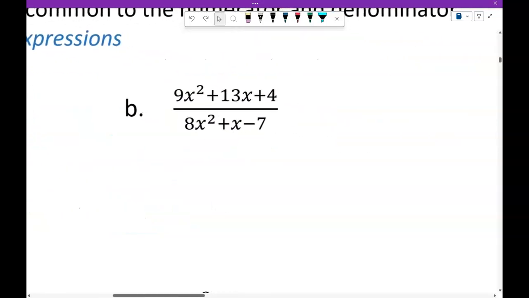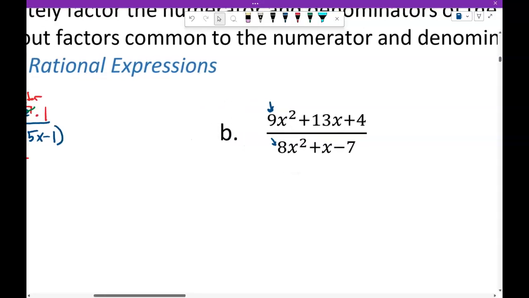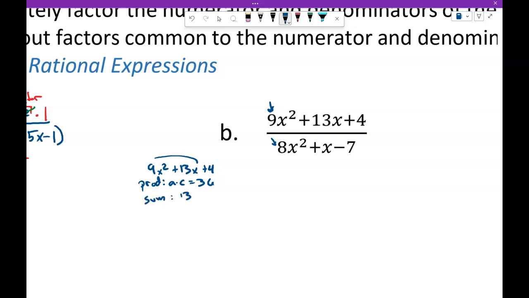Now we have some trinomials that are a little bit longer. We can still factor them using our product and sum, but because we have the leading coefficient, remember there's an extra step involved with factor by grouping. So the first thing we'll do is we'll factor the numerator. For the numerator, we're looking for a product of A times C, which is 36, and a sum of 13. Well, that's going to be the numbers 9 and 4.